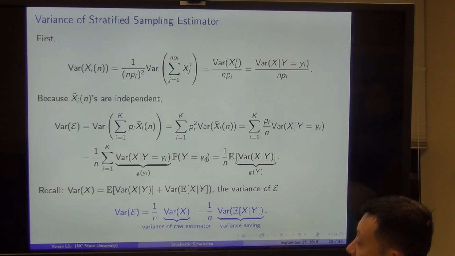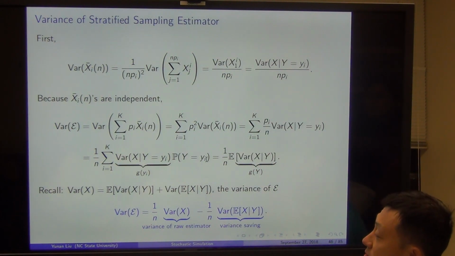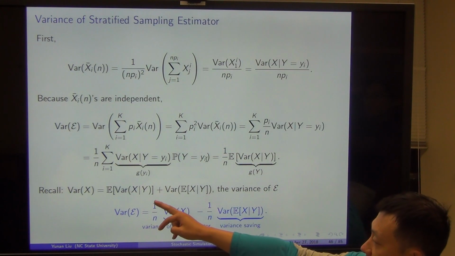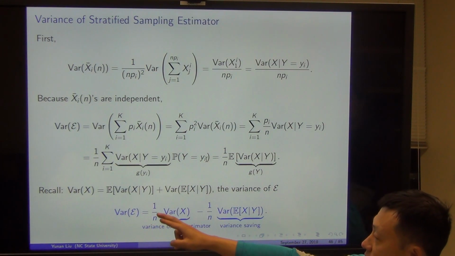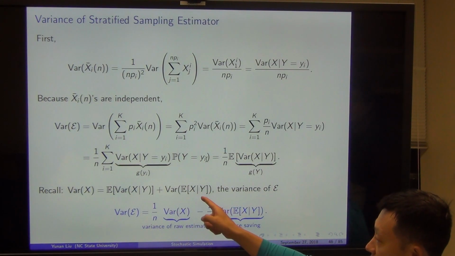So what have we done, right? Recall that the conditional variance formula says the variance of X is equal to the expectation of the conditional variance plus the variance of the conditional expectation.